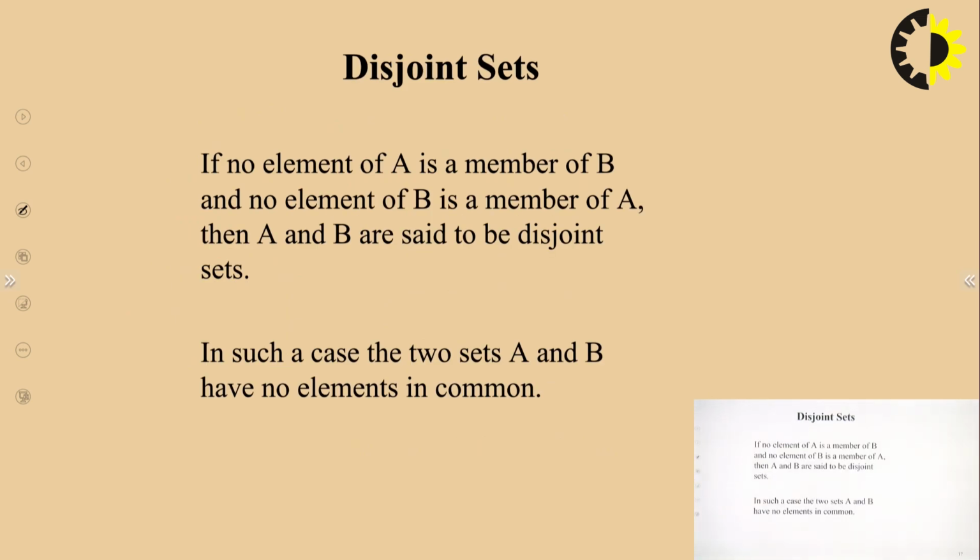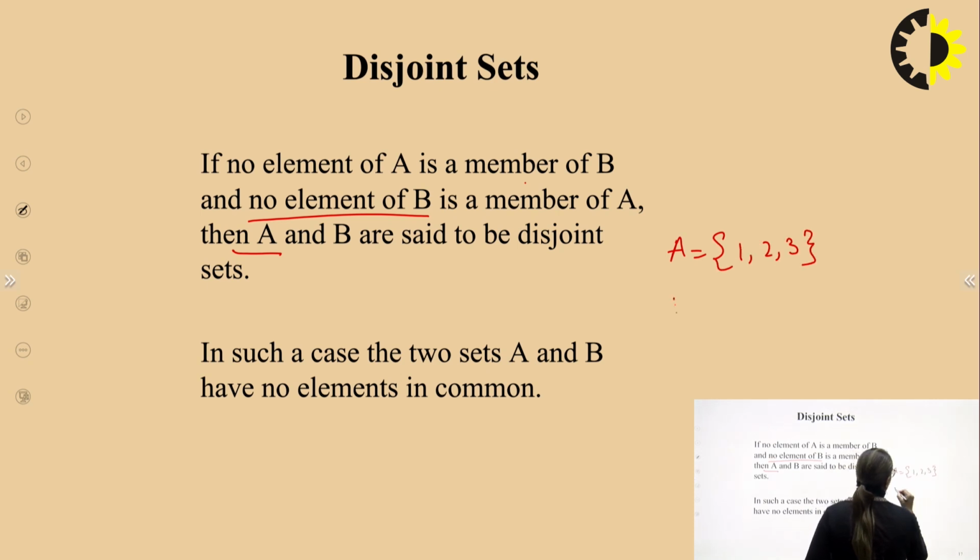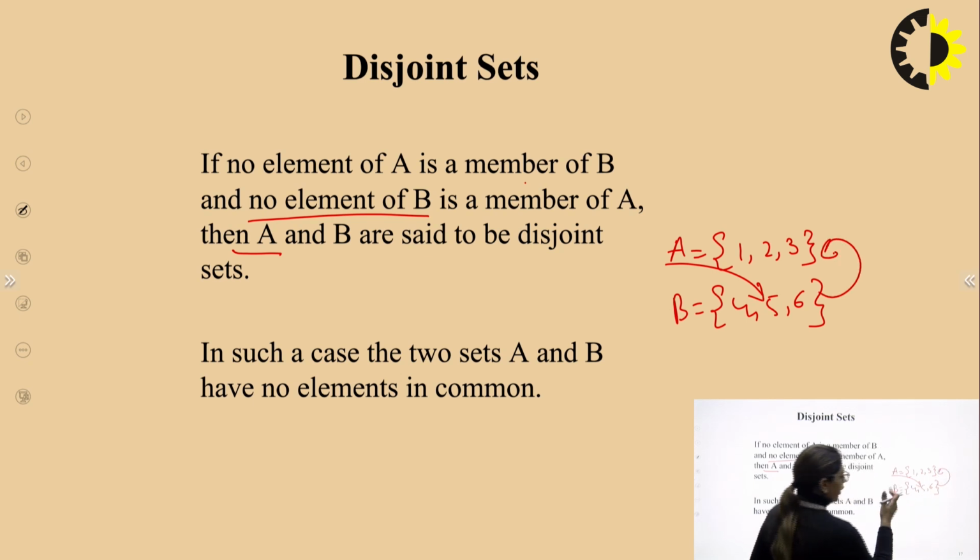Now what are disjoint sets? If no element of A is a member of B and no element of B is a member of A, then A and B are said to be disjoint sets. Like if A is equal to 1, 2, 3, B is equal to 4, 5, 6, no element of A is in B and no element of B is in A. So these are disjoint sets. But if 1 or 2 elements are similar in there, then we cannot say that they are disjoint sets.